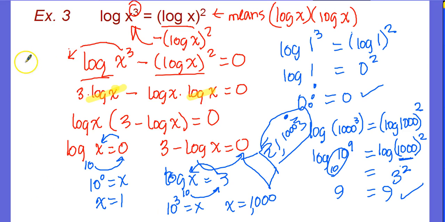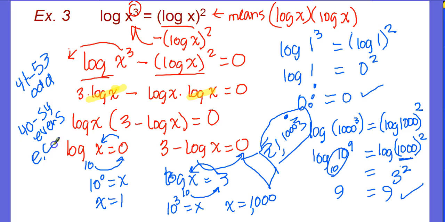Okay, summary. And then you're doing problems 41 to 53 odd, and 40 through 54 evens are extra credit. And that's your last homework. Study guide.